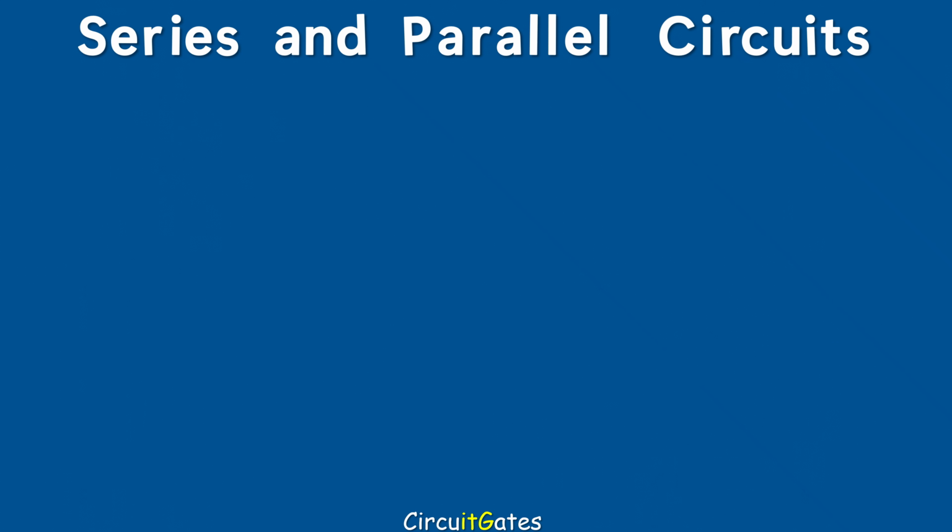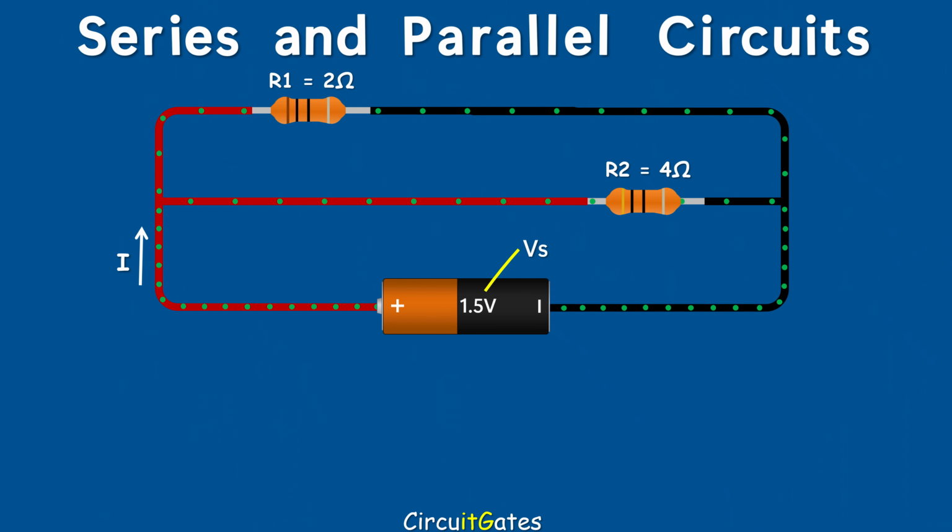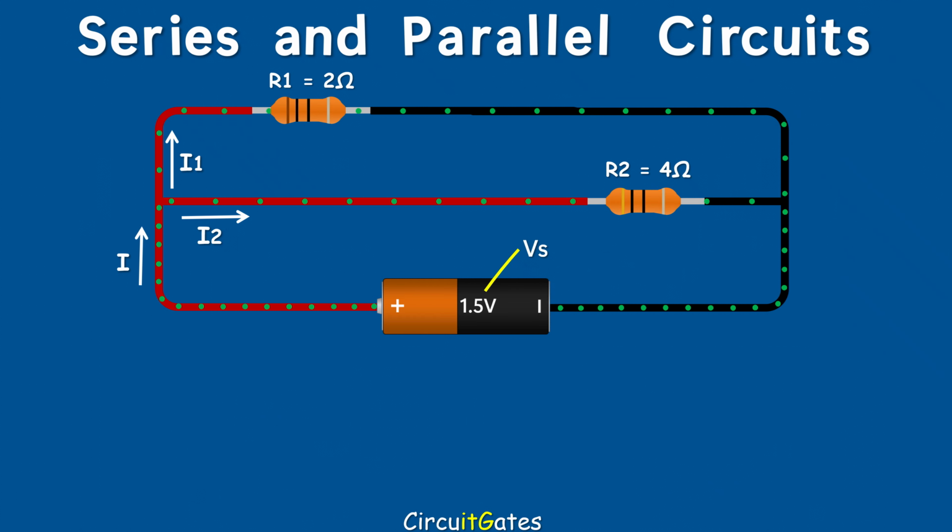In a parallel circuit, the current flowing through the components is different. The current splits and flows into different paths, with some flowing through resistor 1 and some through resistor 2. The current through each component depends on the resistance value of that component.